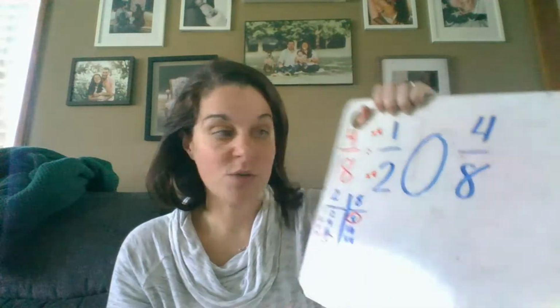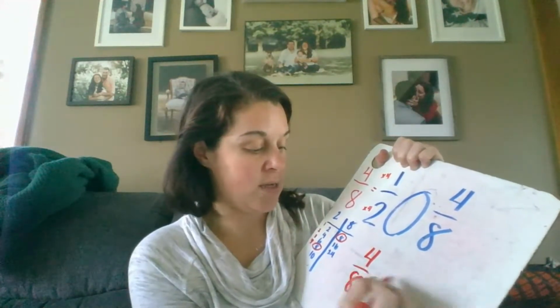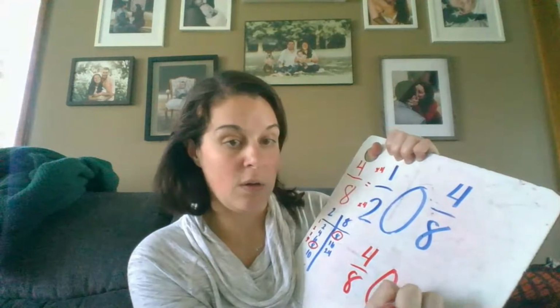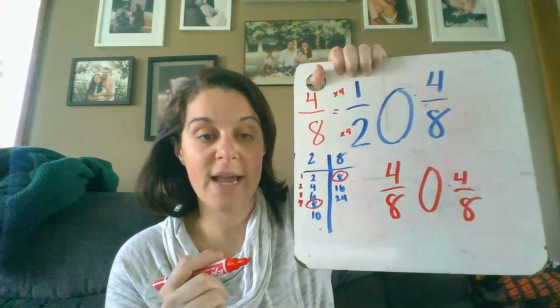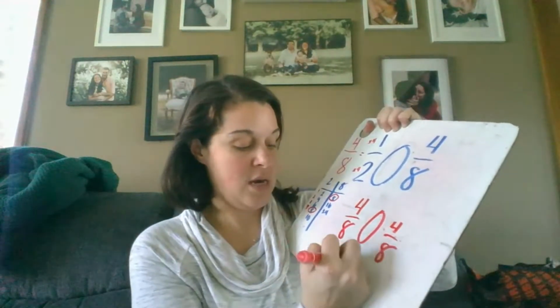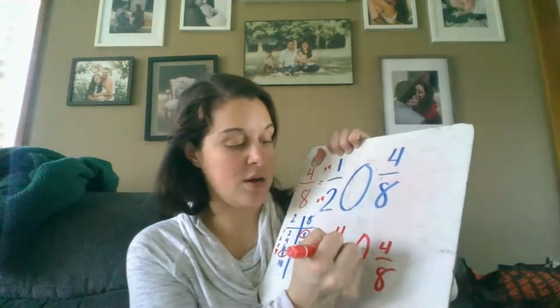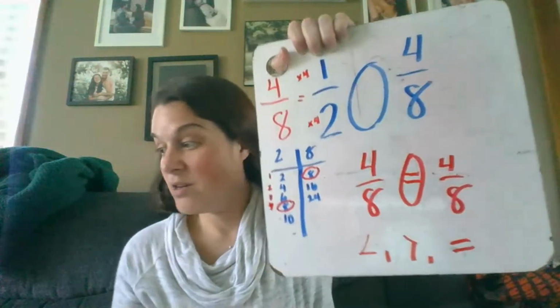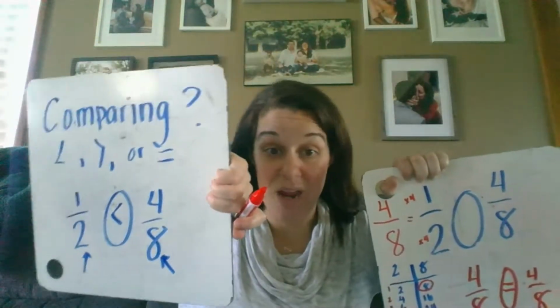Okay, so now I can look at my fractions. I know my new fraction is going to be 4/8, compared to 4/8. So in this case, what symbol is going to go in there when comparing? Greater than, less than, or equal to? They are equal. So my guess that I made earlier was not right.